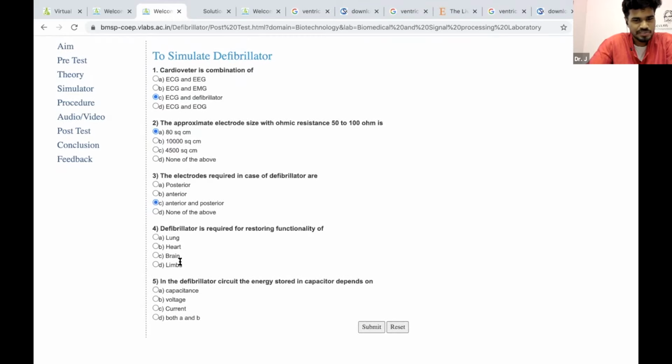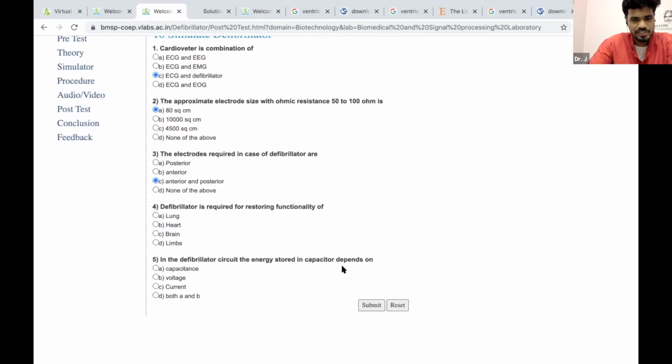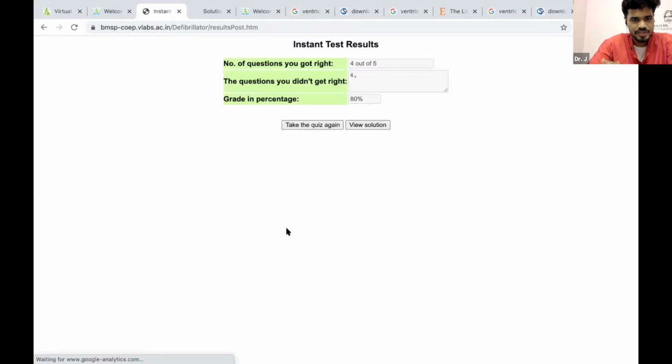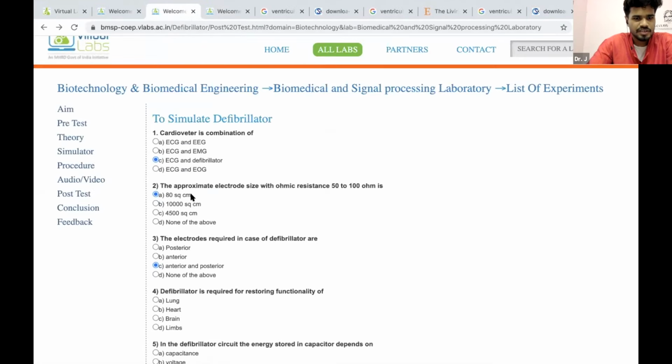Defibrillator, let's skip restoring functionality. The energy stored in the defibrillator depends on capacitance and voltage. So capacitance and voltage. This is pretty straightforward. Be ready to guess these numbers, okay? Even if you really don't know, this number is observed.